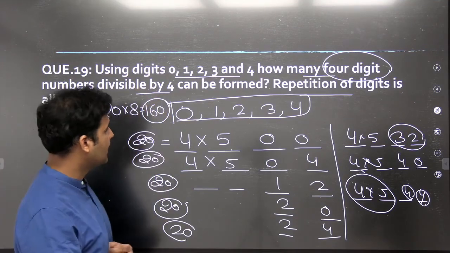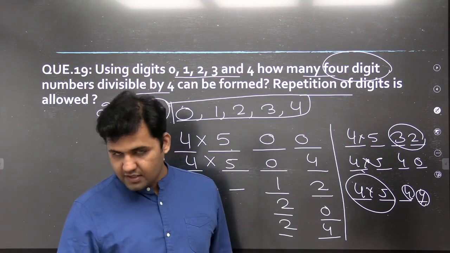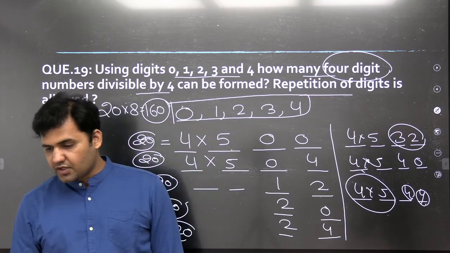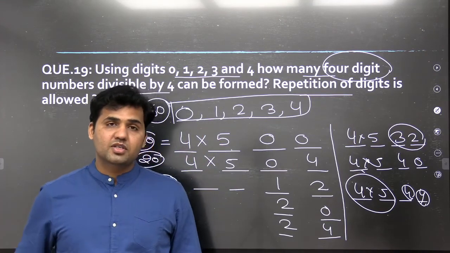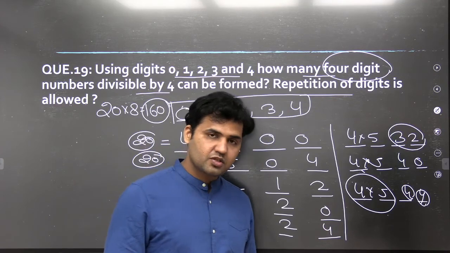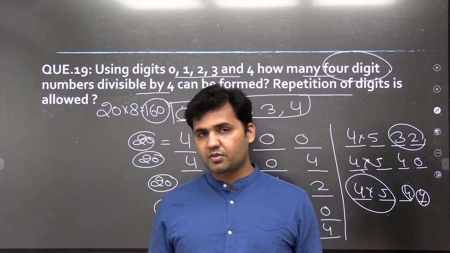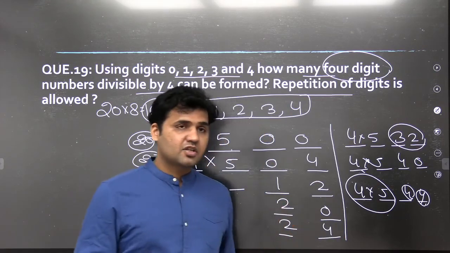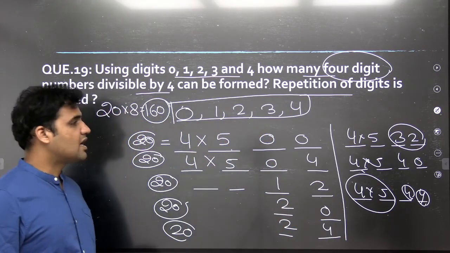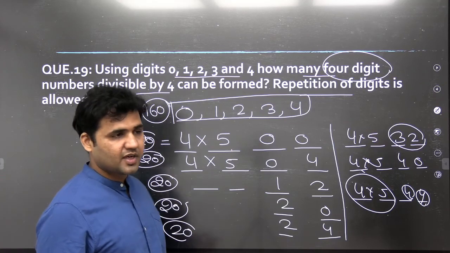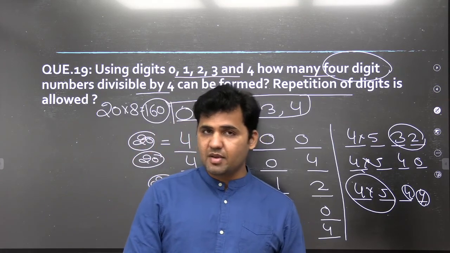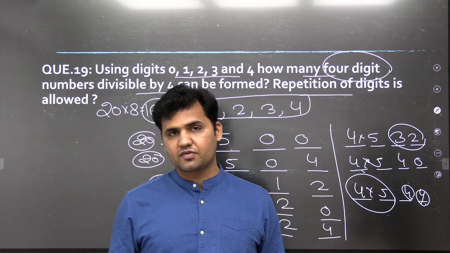Is it clear? Repetition of digits. 160 is the answer of this question. So this was question number 19, guys. There are still more questions to be covered. A number of different types of questions are pending. So we are done till question number 19. From question number 20, we will start in the next part of the video. In the next part, all remaining types of number and digit based questions will be covered.